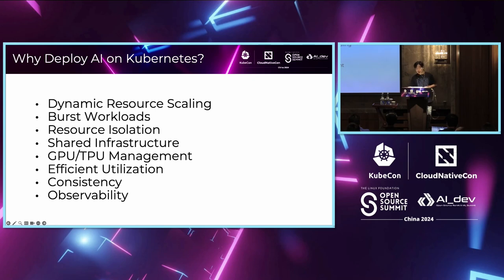Thinking about deploying AI workloads on Kubernetes, it gives us dynamic resource scaling for bursts. When we have a burst workload, for example, if we start AI training, a very fast auto scaling feature is in demand. Another one is shared infrastructure, so we can have multiple Kubernetes clusters for running AI workloads. And for GPU and TPU management, Kubernetes supports scheduling and managing specialized hardware like GPUs and TPUs, optimizing their utilization for AI workloads. You can see that most of these factors are common with the Kubernetes benefits. That's why we deploy AI on Kubernetes.